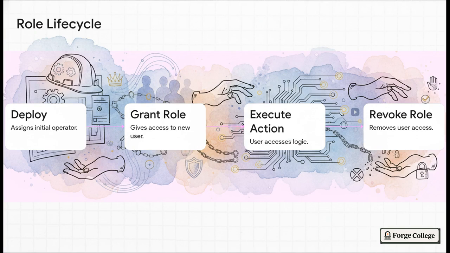It starts at step 1, with the constructor cleverly assigning the initial operator role to whoever deploys the contract, basically the original club owner. From there, the owner can grant roles to new users, allowing them to execute protected actions. And, crucially, they can revoke that role when it's time to take those privileges away.